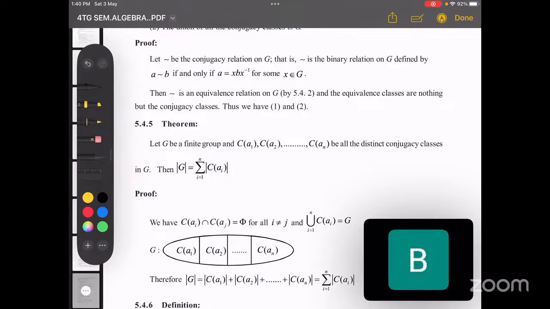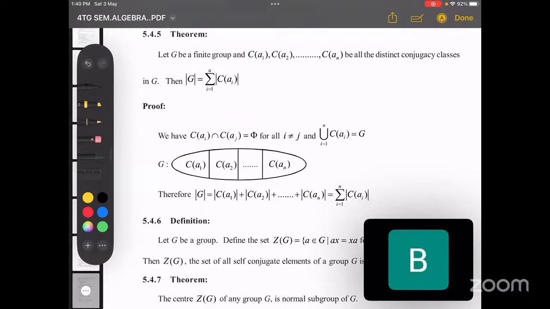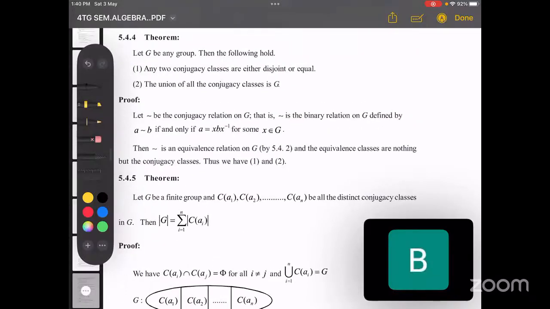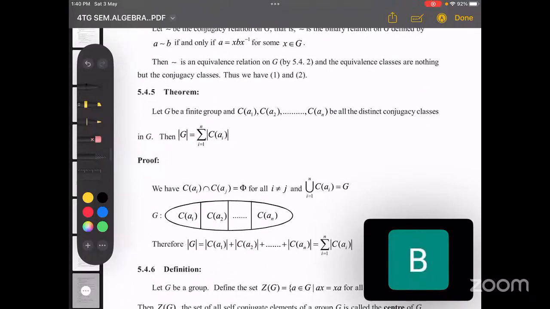G is a finite group. So the proof is: we have C(ai) intersection C(aj). Before this theorem, we have seen 5.4.4, just above. I have told you the statements are important. When you take the conjugacy classes of two elements, we know that either they are disjoint or equal. So here they are disjoint: C(ai) intersection C(aj) is equal to phi for all i not equal to j.